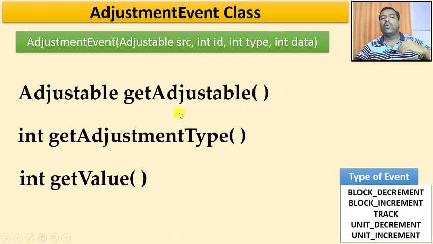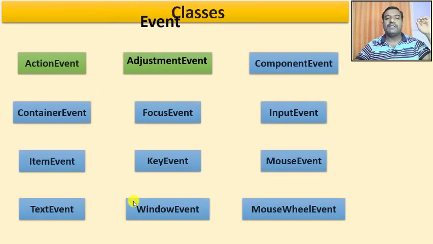If I want to know what the adjustable object is, from the first parameter, I'm going to use the method of the class called getAdjustable. If I want to know what type it is, whether a block decrement or increment, or a track, I'm going to use getAdjustmentType. And for what value, what associated data I need to increment or decrement, I can get it using the method int getValue. So this is the AdjustmentEvent class.